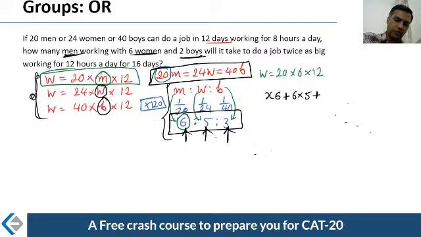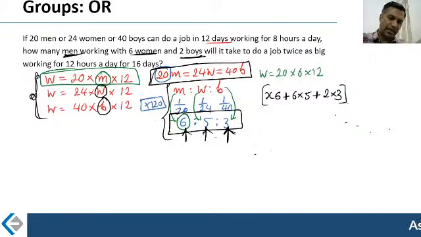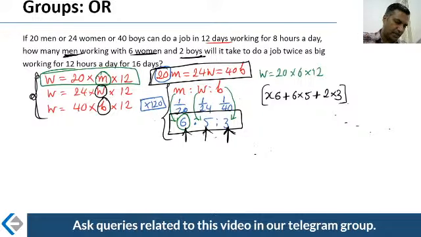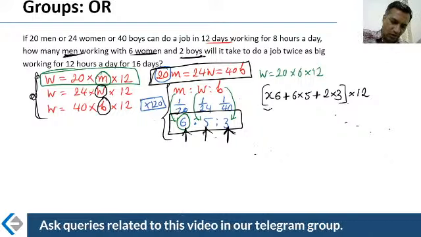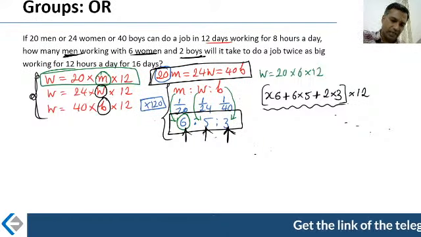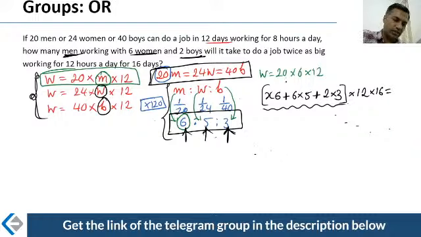Plus 2 boys, that is 2 is the quantity. What is the efficiency of each boy? 3 units. Good. So now this is the combined efficiency of that group. They do a job twice as big, working for 12 hours a day for 16 days. How many hours are they working per day? 12 hours. How many days are they working? 16 days. This should be equal to the work.